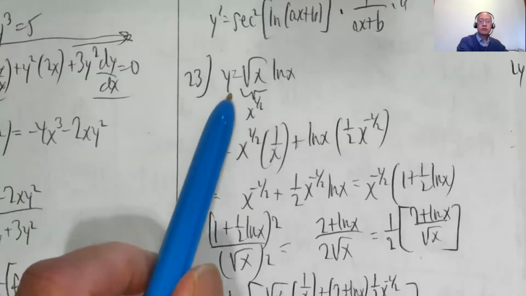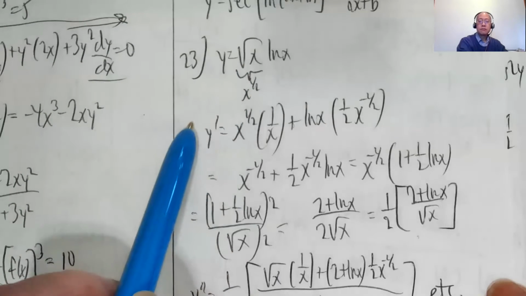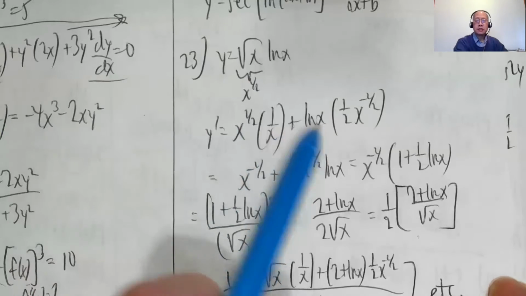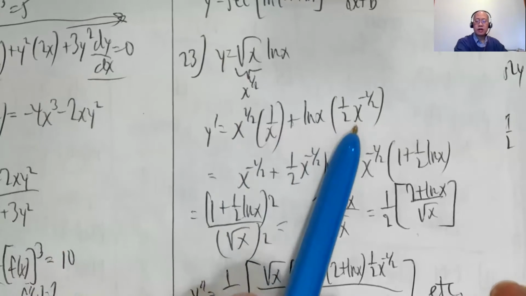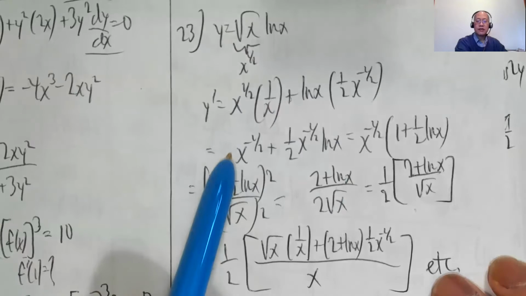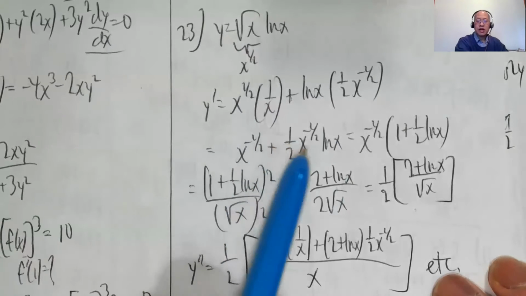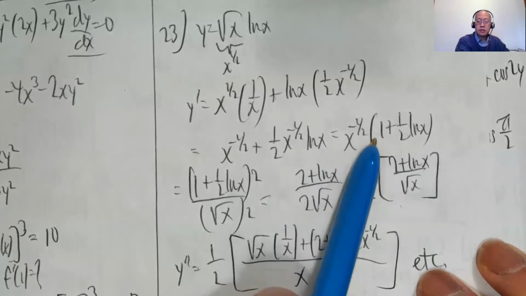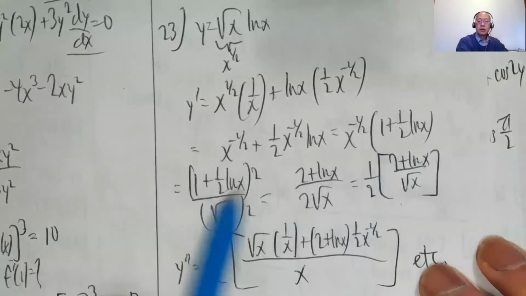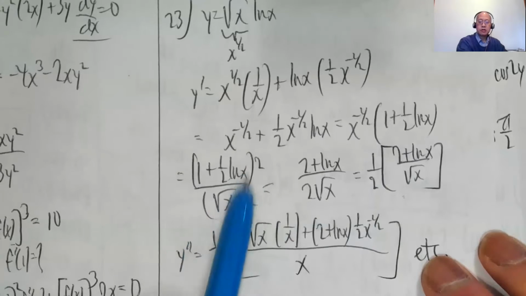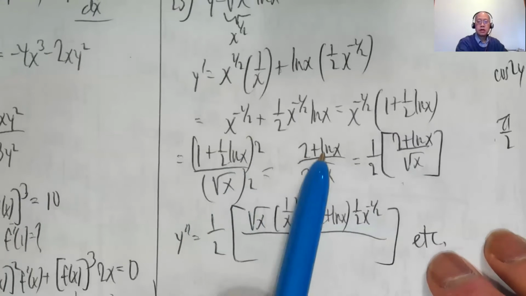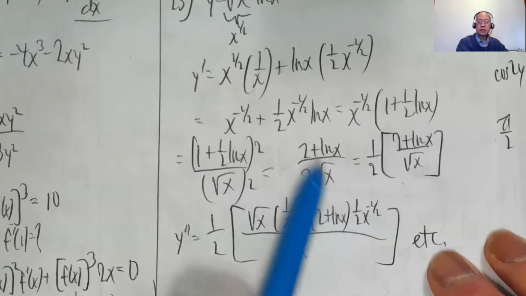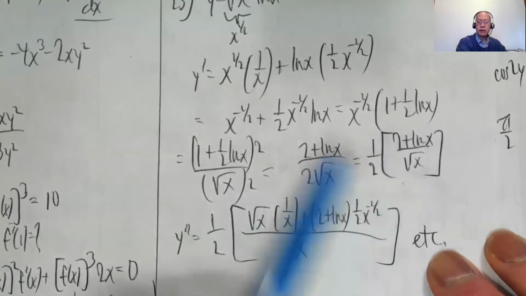Okay, 23, y equals square root of x ln x. So first function times derivative of second, 1 over x, plus second times derivative of x to the half, 1/2 x to the negative 1/2. Touch it up: x to the negative half plus 1/2 x to the negative half ln x. Factor out the x to the negative 1/2, and then I have 1 plus 1/2 ln x. X to the negative half means square root of x. Multiply top and bottom by 2 just to make it look nicer. So 2 plus ln x over 2 radical x, or 1/2 times 2 plus ln x over radical x.